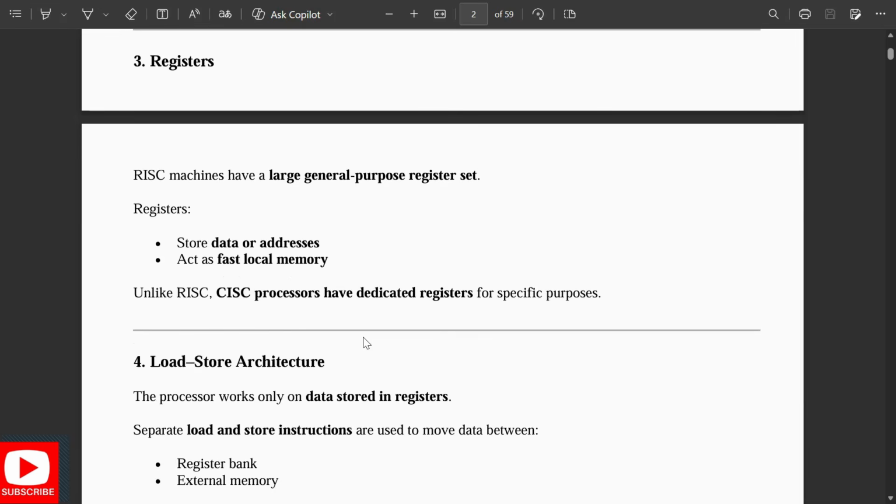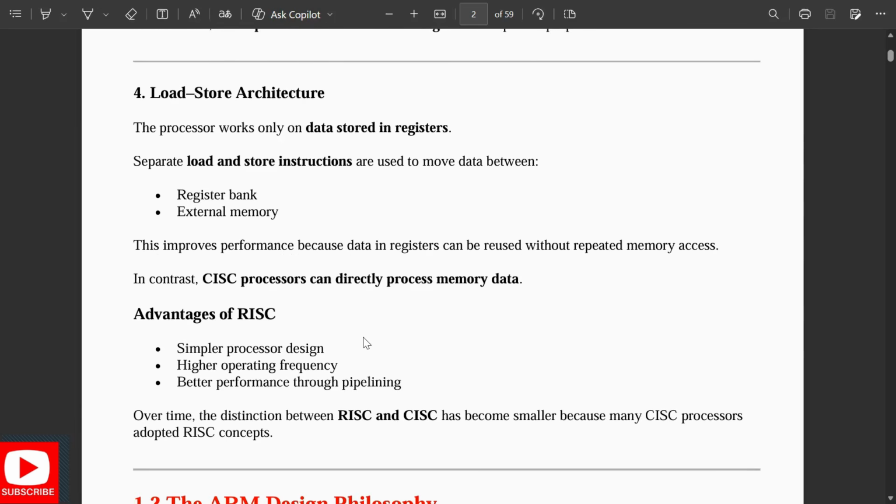Then registers. Here the RISC machines have a large general purpose register set. Registers store the data or address in fast local memory. Then load-store architecture. Here the processor works only on the data stored in the registers. Separate load and store instructions are used to move the data between the register bank and the external memory. This improves the performance because data in registers can be reused without repeated memory access.